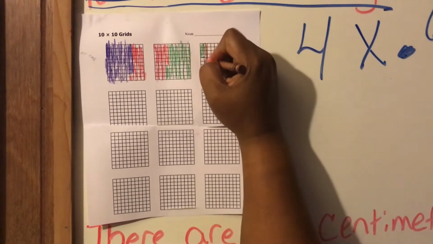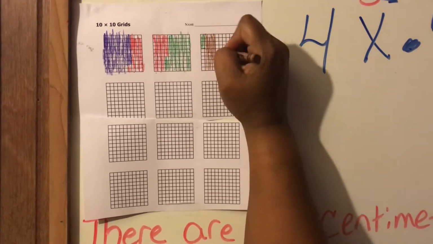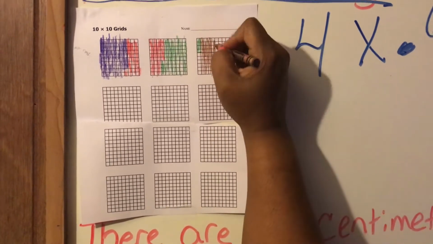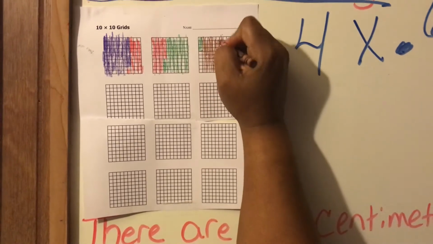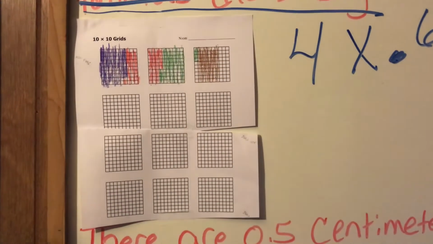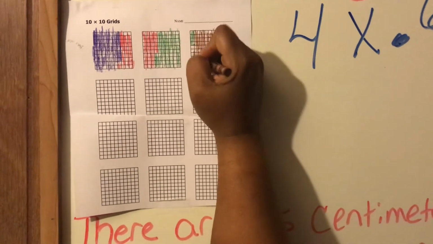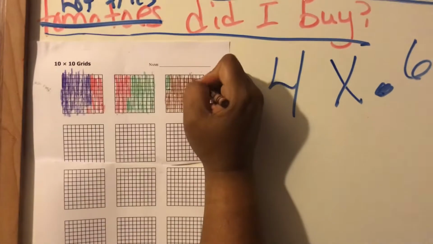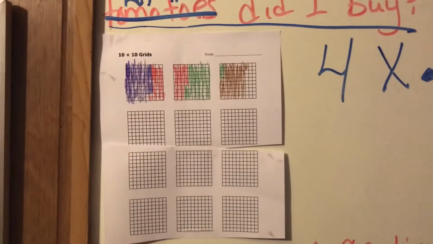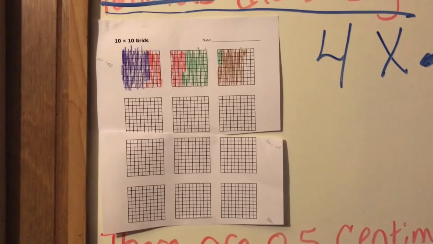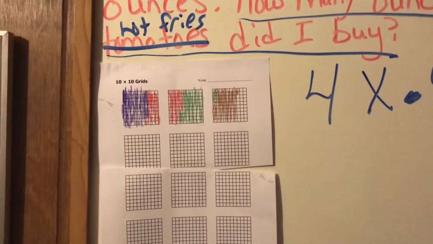Ready? 1, 2, 3, 4, 5, and 6. But I need that 800s. So I have 1, 2, 3, 4, 5, 6 here. And I need 2 more. If I'm looking at my 10 by 10 grids, I know that this is a whole. That's 1 whole. That is 2 wholes. So we have 2 wholes.